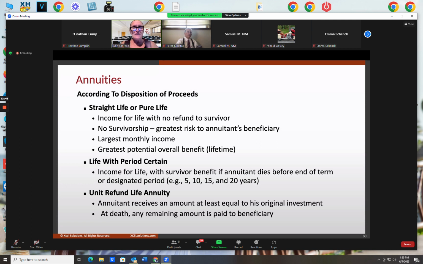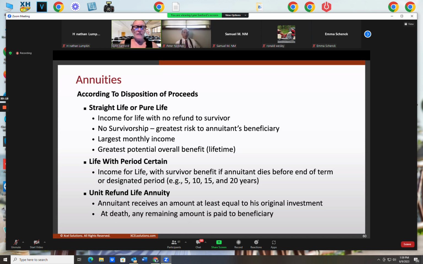Now, what does that do to your monthly check? It lowers it. So you get a lower monthly check, guaranteed that if you don't live long enough to receive all the money, then your beneficiary would get it in a lump sum. You also have an installment refund option: if you die before receiving all the money, the beneficiary you have named will receive the same monthly amount that you have been receiving until all the proceeds are paid out to them.